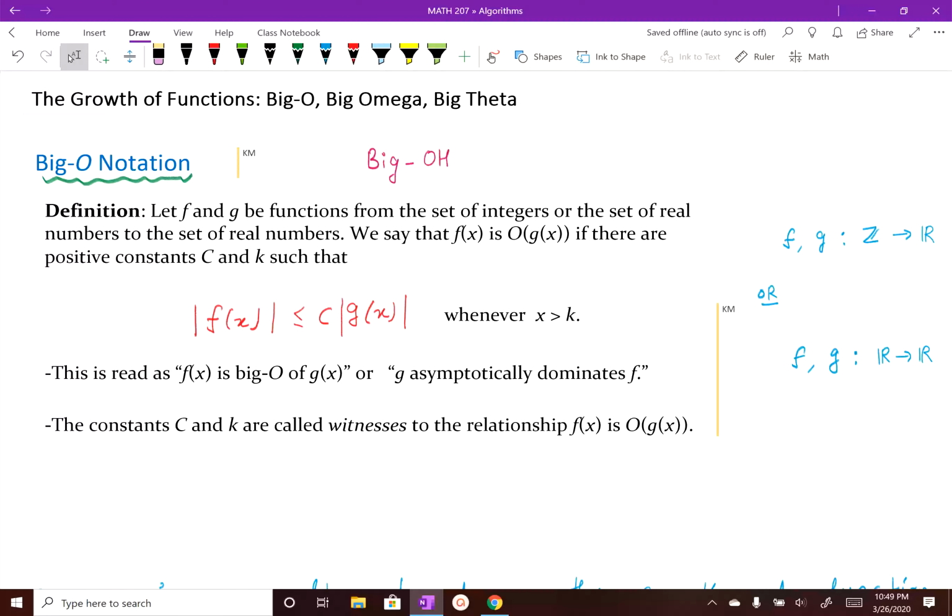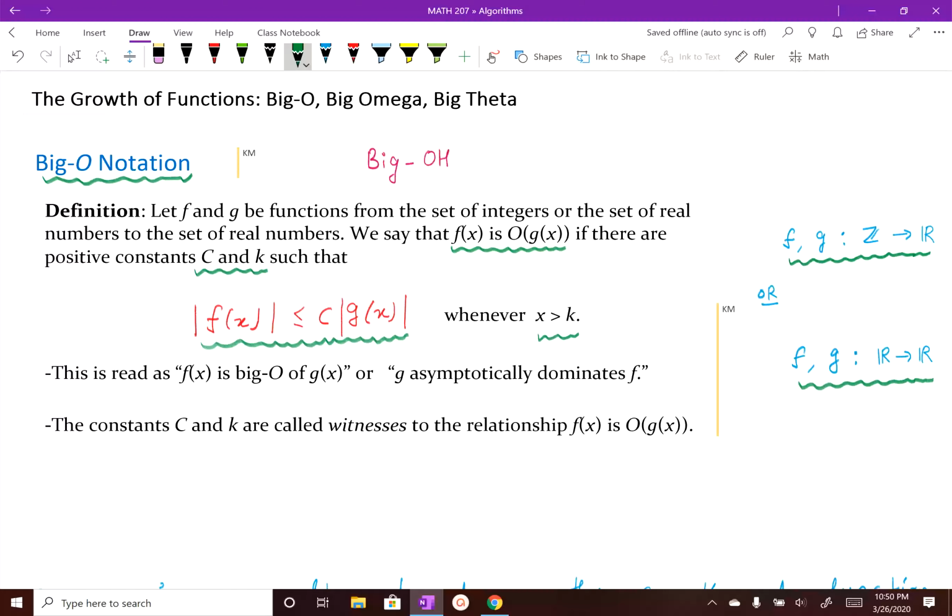let f and g be two given functions, either from a set of integers to a set of real numbers, or from a set of real numbers to a set of real numbers. Then we say f of x is big O of g of x if there exist two positive constants c and k such that we can satisfy this inequality: the absolute value of f of x is less than or equal to c times the absolute value of g of x whenever x is greater than k.